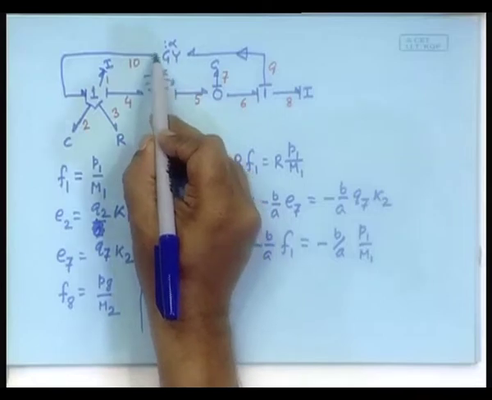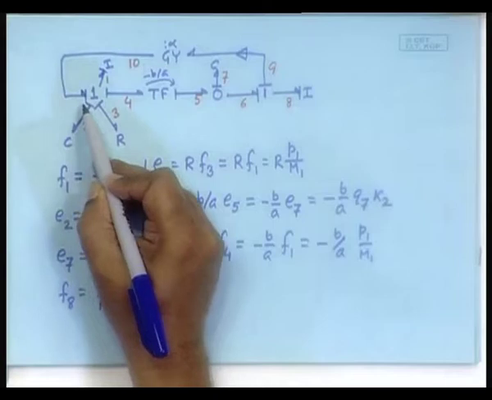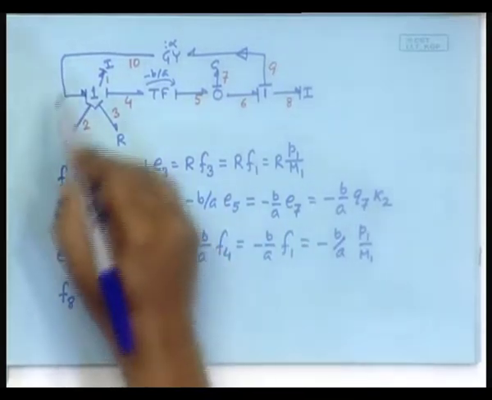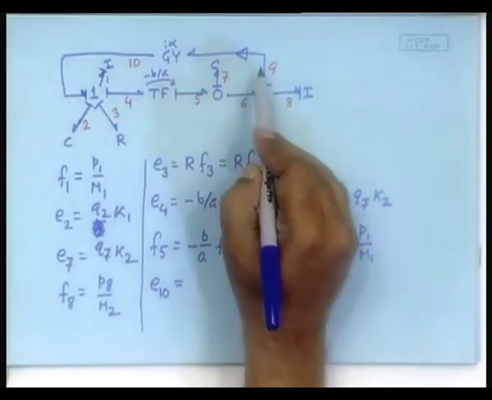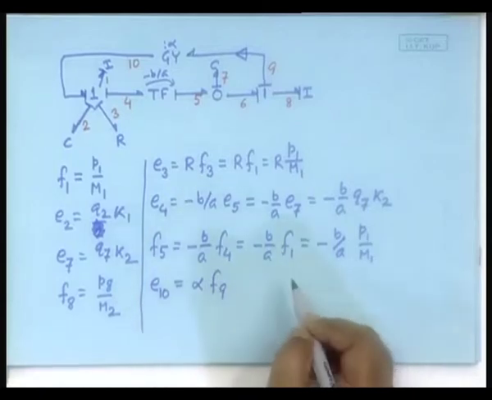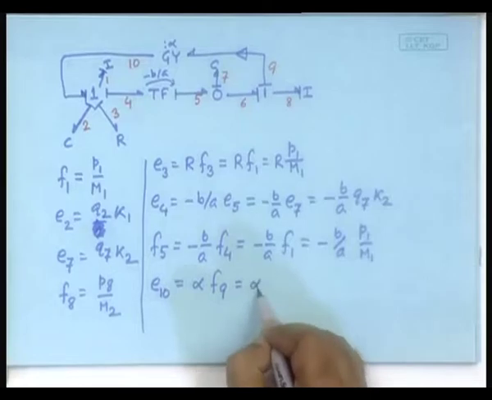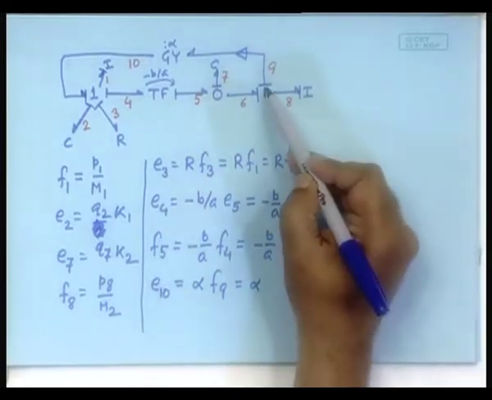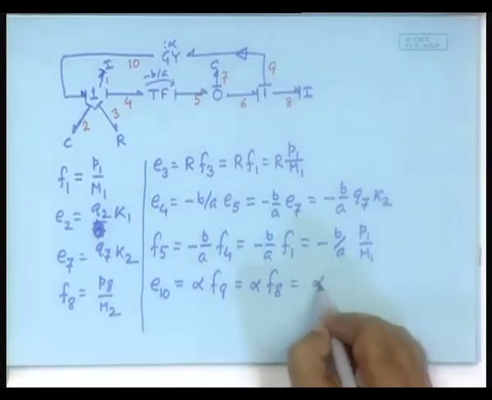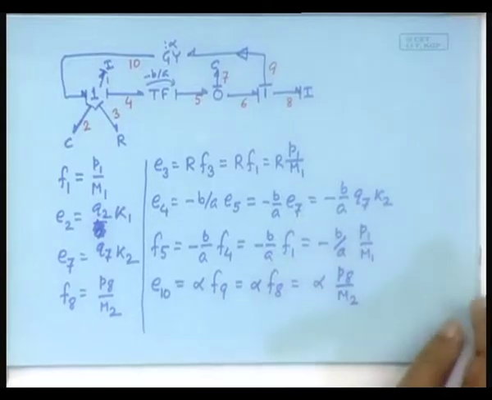Gyrator. What does it give to the system? E10. So, E10 is equal to, it is related to something here, alpha F9, right, it comes from here, is equal to alpha F8, which is equal to alpha P8 by M2. Done.